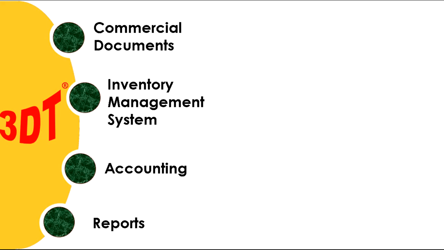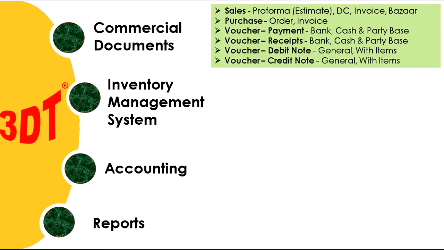The features of 380 could be categorized into these four buckets. In commercial documents, we have some further subclassifications like sales, which supports Proforma, DC. We have two types of invoicing system called invoice and bazaar. In purchase, we support purchase order, we support purchase invoice.